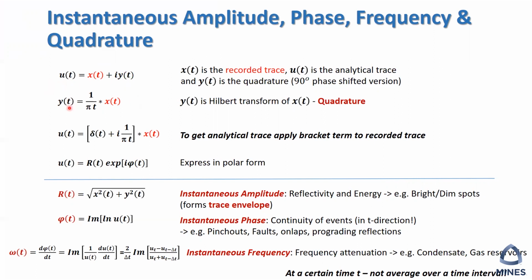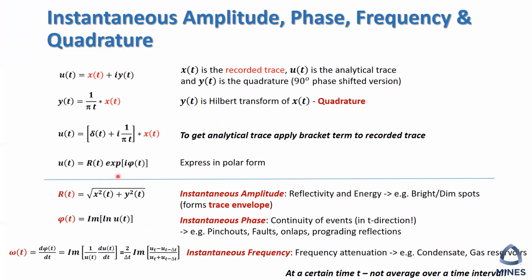It also turns out that the Hilbert transform of the trace is actually the 90-degree phase shifted version of that trace. As you saw earlier, the 90-degree phase shift moved that bell curve to a positive-negative looking wavelet. So we can plug the y of t into this equation, along with x of t, so u of t is given by this definition. So to get the analytical trace, you would put your trace in this equation and calculate u of t. Now from u of t, we can express it in polar coordinates as an r and a phi. So this is amplitude and phase of u of t.